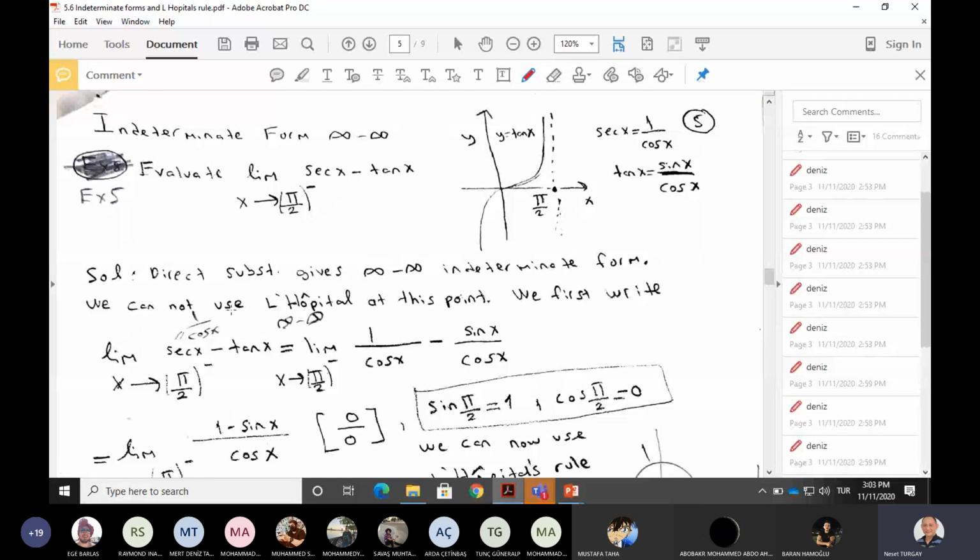So what is going on here? Evaluate the limit of secant x minus tan x. My friend, when you send x to pi over 2 from the left, look, I draw it for you. Basically, secant x is equal to 1 over cos x and tan x is equal to sin x over cos x. Now, this gives you infinity minus infinity, because cos pi over 2 is 0. Everyone knows that cos pi over 2 is 0.